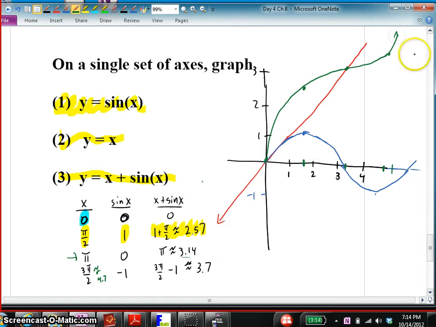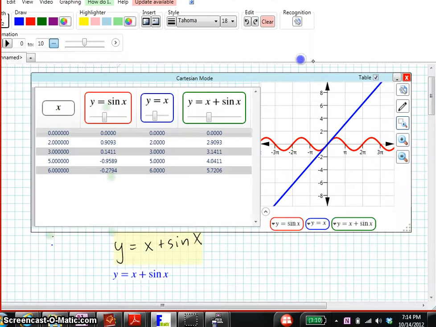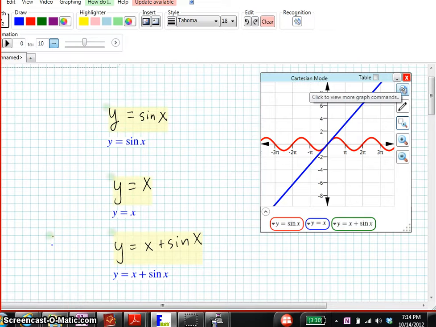Now, we could keep plotting points, but I want you to just think about what this curve is going to look like. And actually, I'm going to move to this little program where I've got, let's get rid of the table, y equals sine of x plotted here. That's the red line. I've got y equals x plotted. That's the blue line. And then I'm going to graph this. So I'm going to just whip that over there, and there it is.